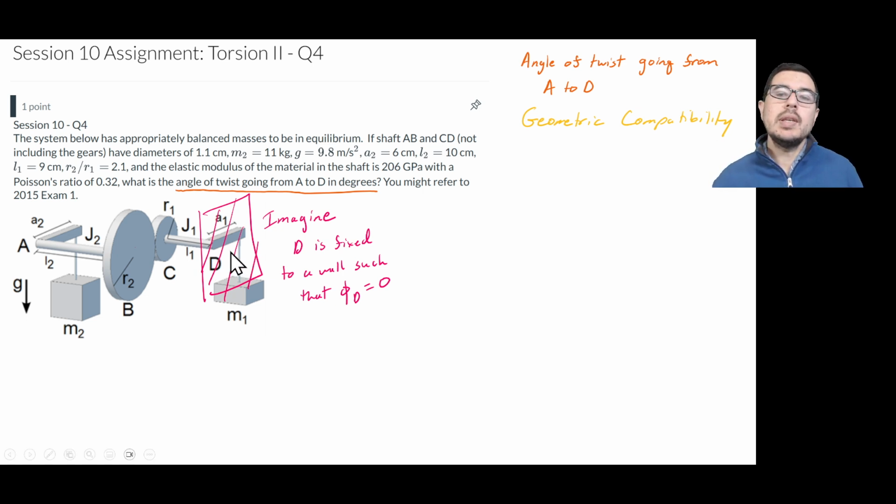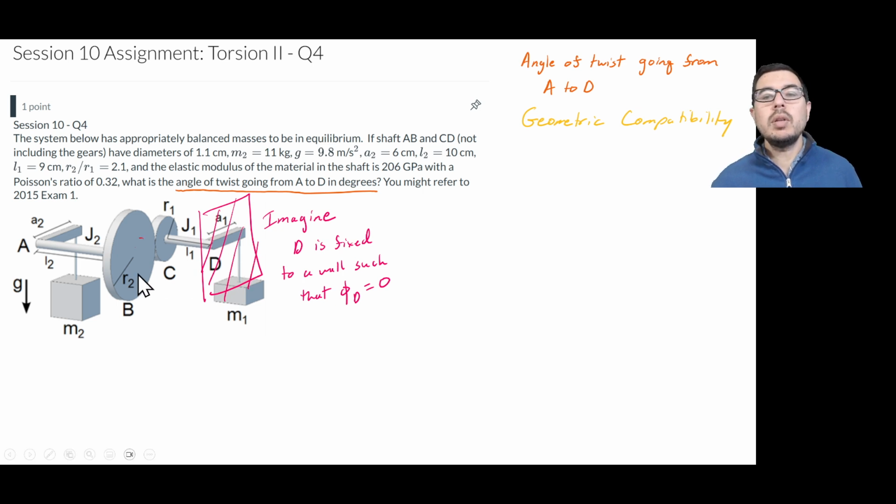So we've essentially replaced the boundary condition here with a reaction torque that would be equal to what you see with the m1g times a1. That torque is being applied by the mass on this end. And this system is still in equilibrium. For our intents and purposes of figuring out the angle of twist going from A to D, we're now going to say that the rotation at this end is equal to 0, which makes it conceptually simpler.